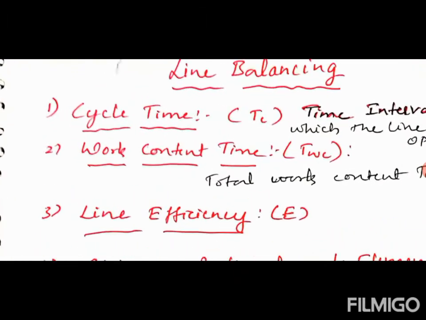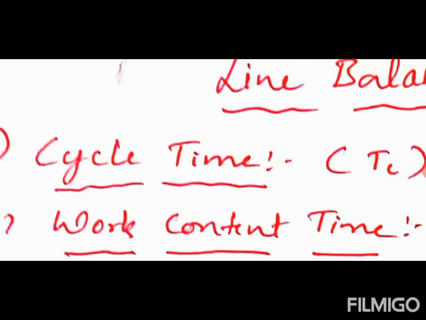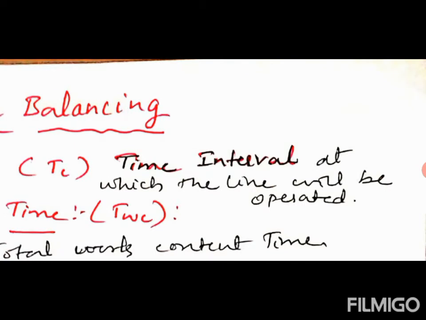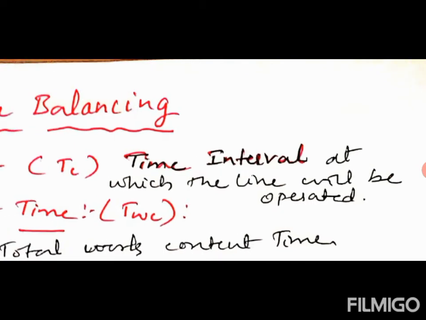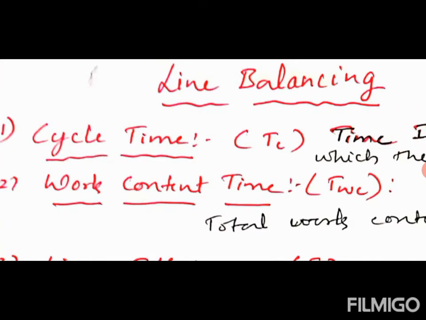First one, cycle time. That is what we need to concentrate on here, which is noted as TC, cycle time. Commonly we define it as the time interval at which the line will be operated. It is nothing but how much time one work part will be spent at one workstation. We call it a workstation where one or two machines will be working on the work part. So for one workstation, how much time it will be stopping, that is what we call the cycle time of one workstation.